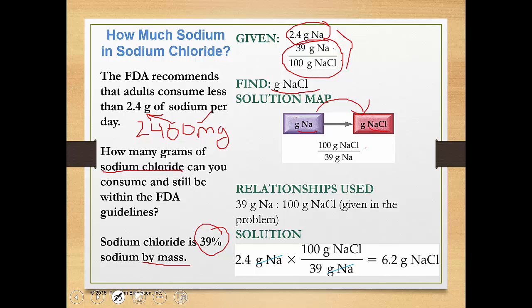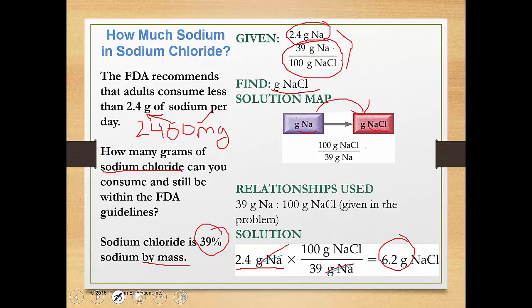So to solve, I would simply start with my 2.4 grams of sodium. I would set up my conversion factor so that grams of sodium cancel out. 2.4 times 100 divided by 39. I see that I'm only allowed 6.2 grams of salt per day. It may sound like a pretty good amount, but remember, a gram is the mass of about a single paper clip. So you're only supposed to have about 6 paper clips worth of salt a day.